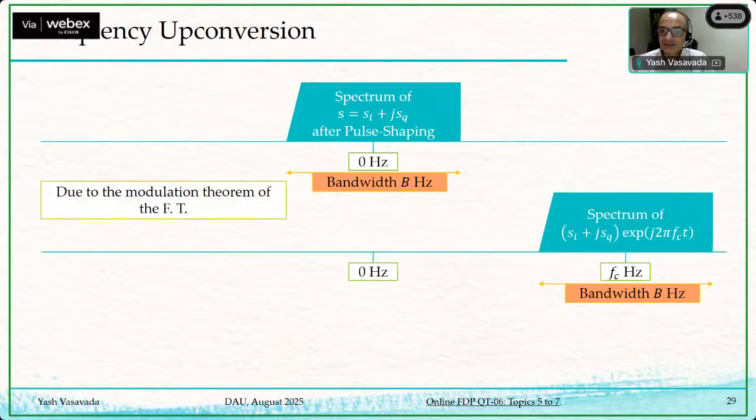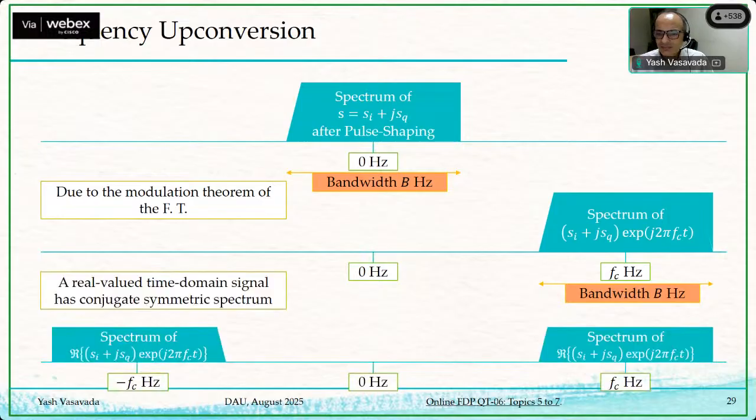Multiply, and then suddenly the spectrum moves to fc hertz. That is what the frequency up conversion does. It translates the signal from 0 to fc hertz. Okay, and then there is this operation of taking the real part, which creates the mirror image. Let's not get into it as of now.